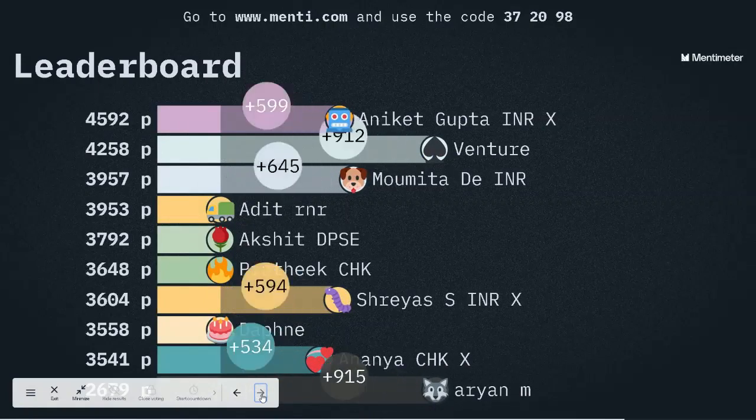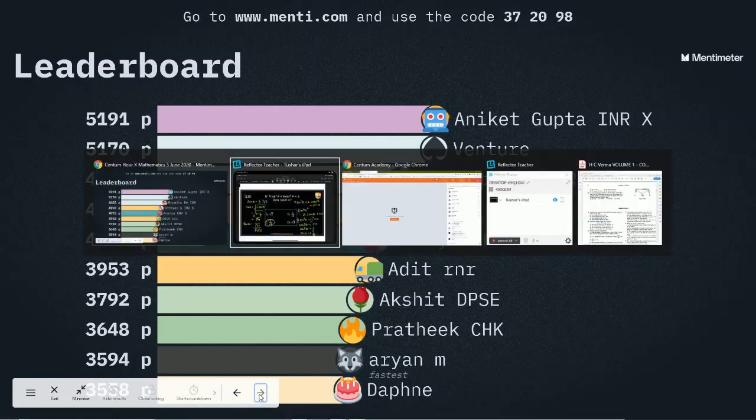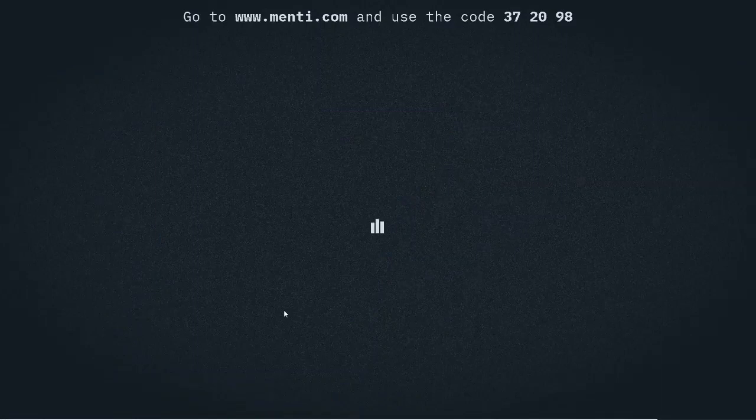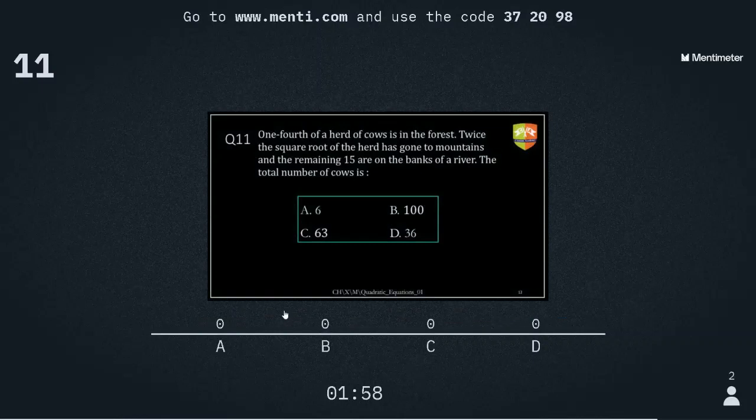Oh my god, Avni is cracking. Very good. Very less gap between the top two people. Okay, nice. I have given 120 seconds in this question, so you have lots of time. Please solve. There are 2 minutes in this question. You should be able to solve within 2 minutes.